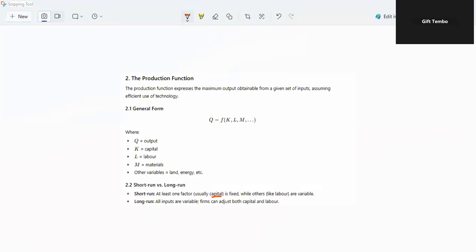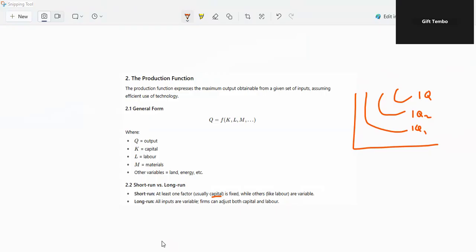We have graphs in production theory which have points joining the same output. So we have isoquant 1, isoquant 2, isoquant 3. Like indifference curves, these are lines joining points that offer the same output. Isoquants are curves that represent combinations of inputs that will yield the same level of what? Output. It is similar to indifference curves.